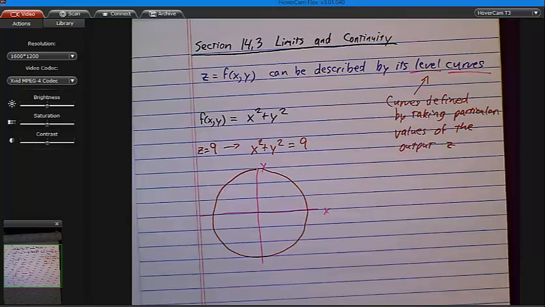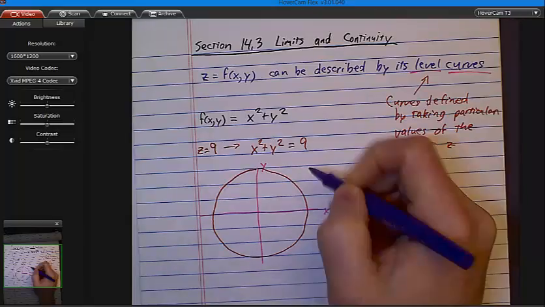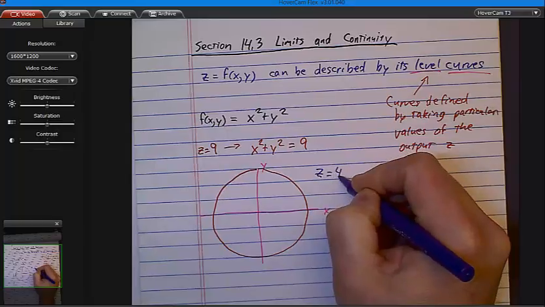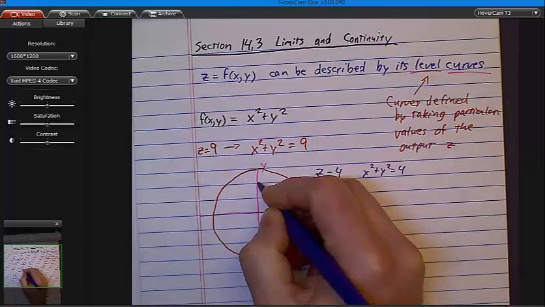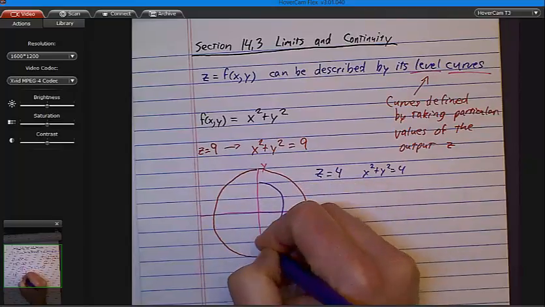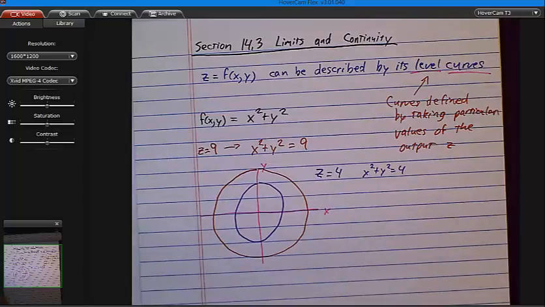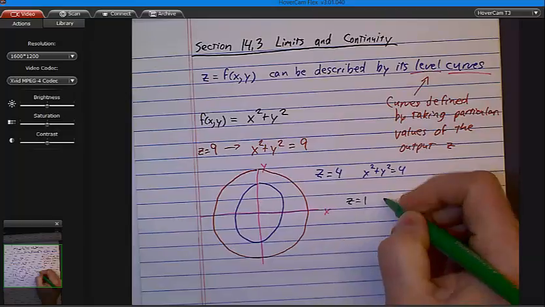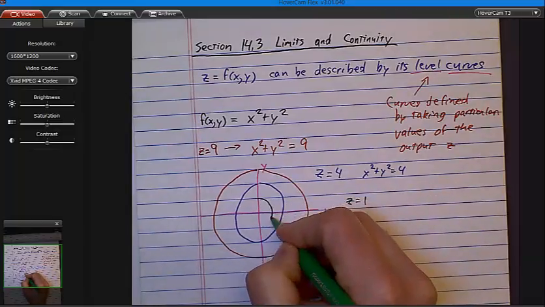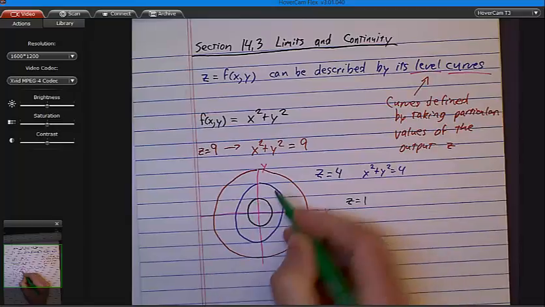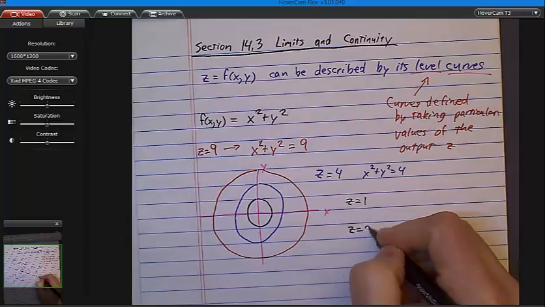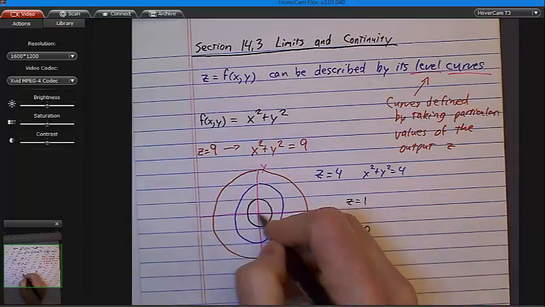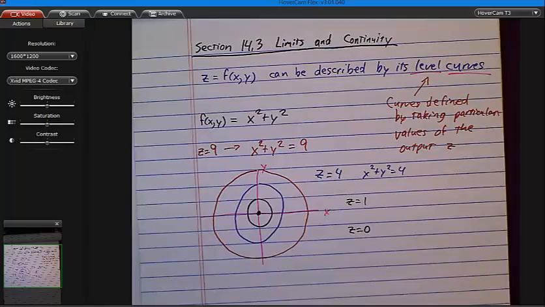And so one of the things I could do is I could say, let's draw those level curves, right? So we could next do z equals 4. So we have x squared plus y squared equals 4, and that would be this circle. Right. Z equals 1 would be this circle. I could do z equals 0. I guess I couldn't really do negatives, but I could do 0 and I just have a point, right?